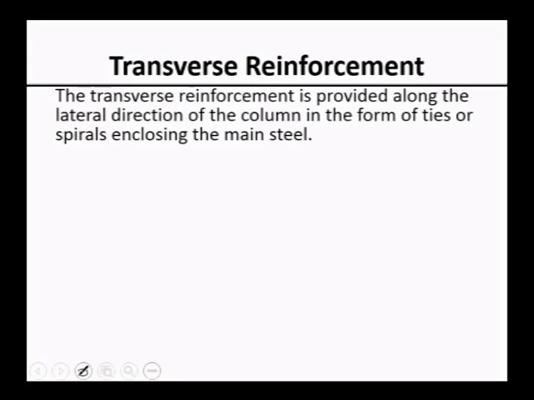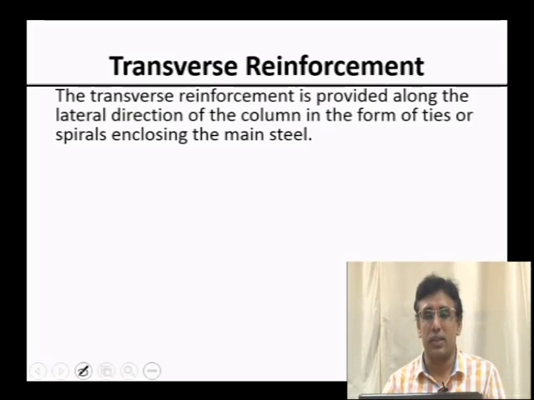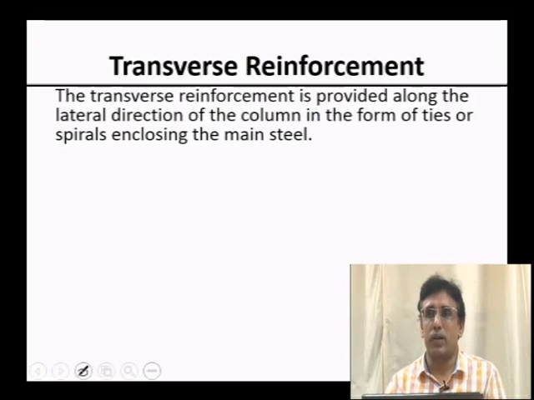And then what is the purpose of transverse reinforcement? The transverse reinforcement is provided along the lateral direction. Lateral direction means perpendicular to the column axis, that is rings, in the form of ties or spirals enclosing the main steel. What I have shown in previous slides, that sketch, is how we are providing the lateral ties. That way we have to provide the transverse reinforcement according to IS 456.